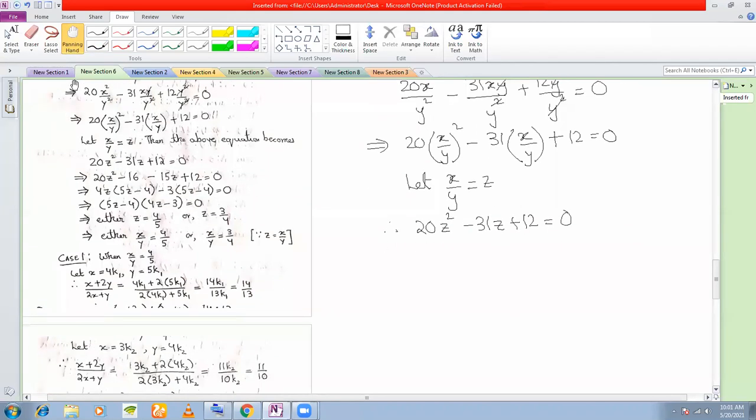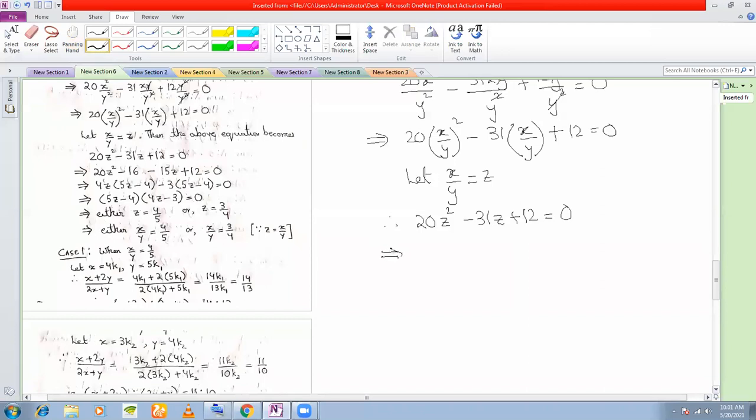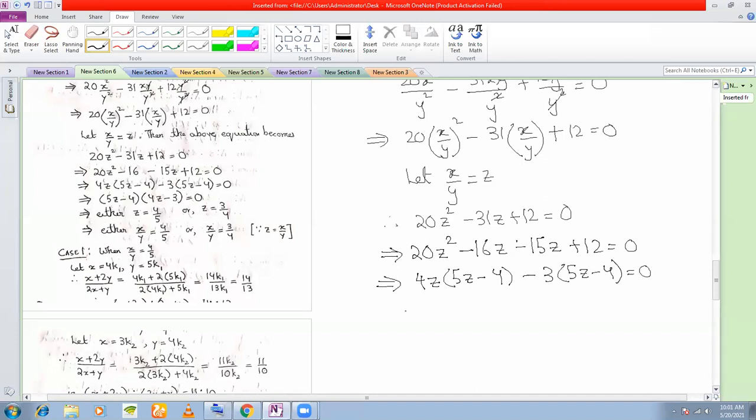You can solve this quadratic by Sridhar Acharya's formula or by factorization. Now how will you break this up? 12 into 20 is 240. 240, what? 16 into 15 are the factors. So 20z² − 16z − 15z + 12. Take 4z common, and three you can take common, we get 5z − 4. We have now factorized this into two factors.